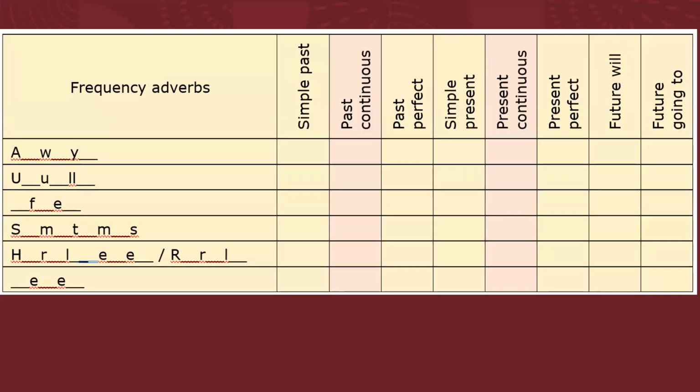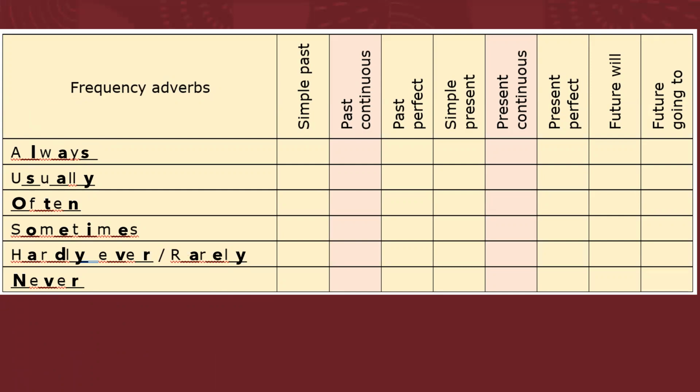And now, in your printed books, you will find this chart. First, you have to decide what letters are missing in order to form the word, or in this case, the frequency adverb. Of course, always, usually, often, sometimes, hardly ever or rarely, and never. This is the first part of the exercise.